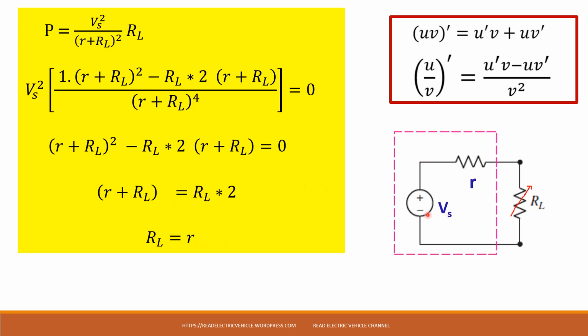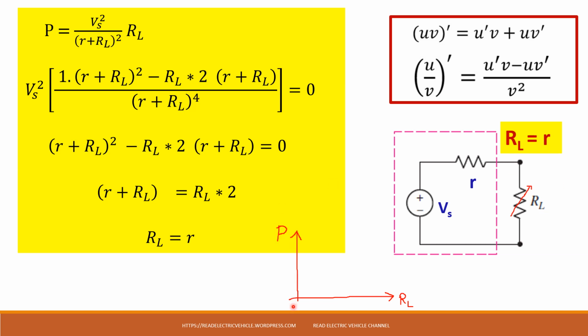So it means that when you have a voltage source in series with the internal resistance R, this load will receive maximum power when this load resistance is equal to the source resistance. So this is the condition for receiving maximum power.